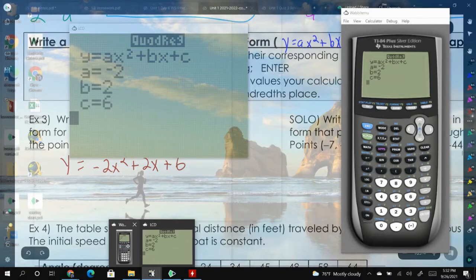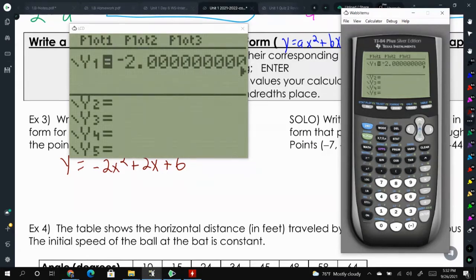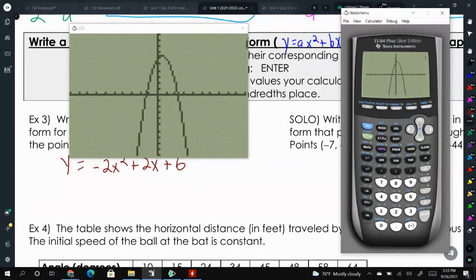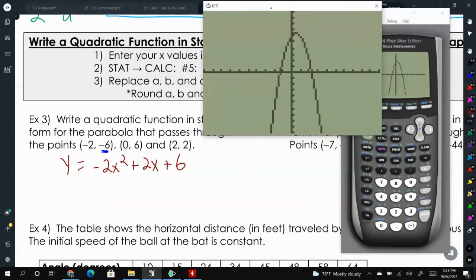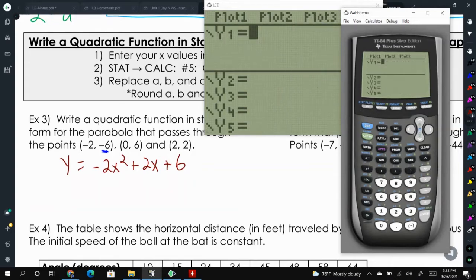Now, that optional step I did, where I stored that equation, now if I look at y equals, do you see there's an equation in there? What I told the calculator to do was to take that equation and graph it for me. And this allows me to check my answer a lot quicker. So if I press trace, look at 0, 6, that's 1 point. 2, 2 is another point. And -2, -6 is a point.